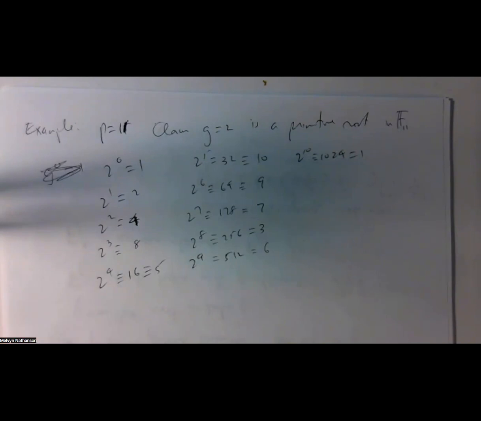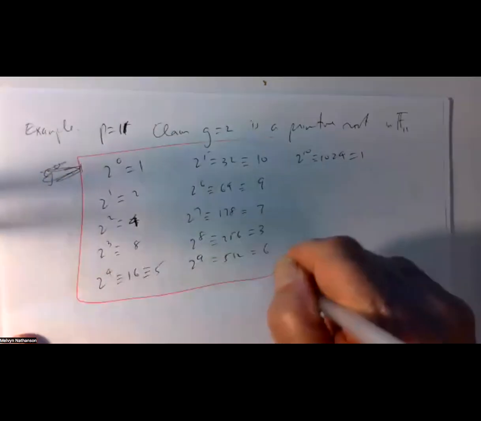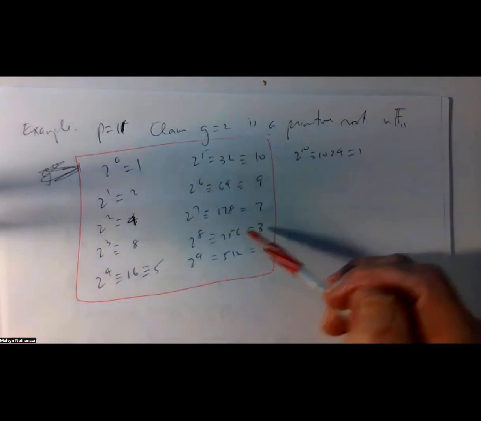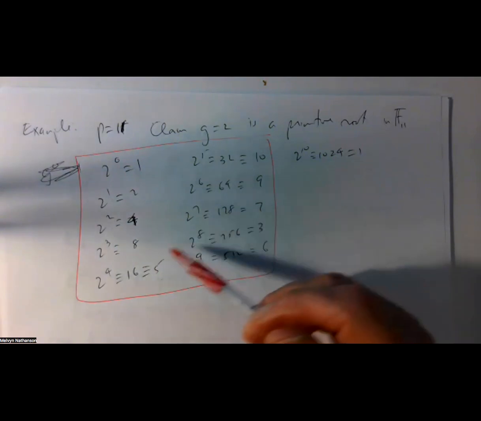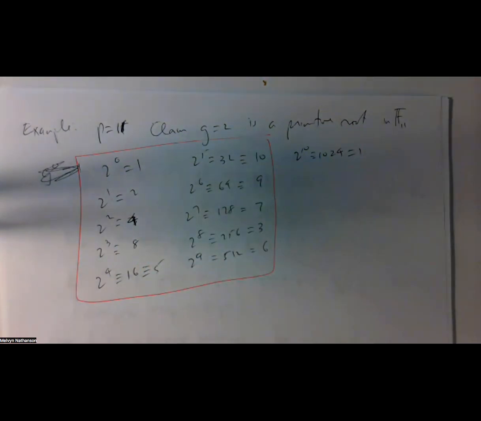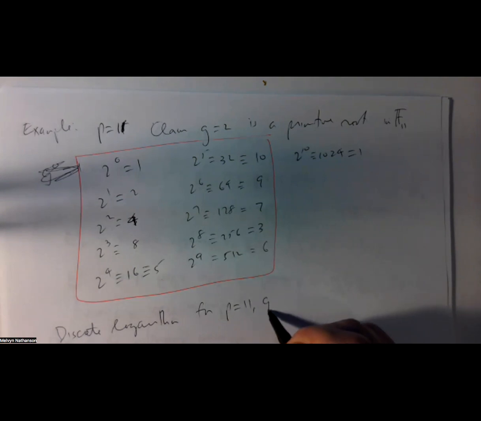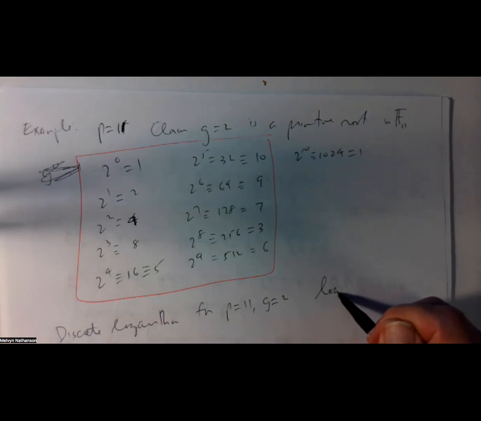So if you look at these powers of 2, from the 0th to the 9th power, you get 1, 2, 3, 4, 5, 6, 7, 8, 9, 10. You get all the non-zero numbers mod 11. So 2 is a primitive root mod 11. And what is the discrete logarithm? For the prime 11 and the primitive root 2. So the logarithm.